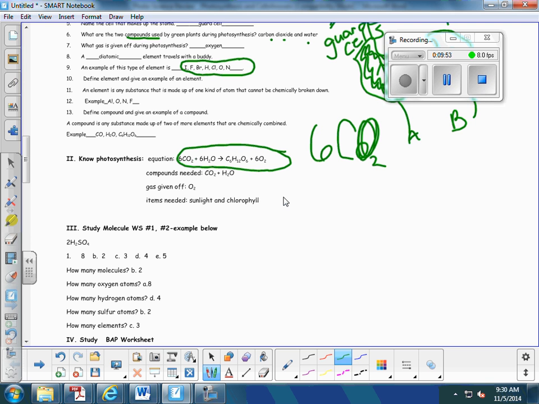We've already discussed you got to have the compounds needed. The gas that is given off is oxygen. And we've gone over items needed, sunlight and chlorophyll. Any questions up to this?